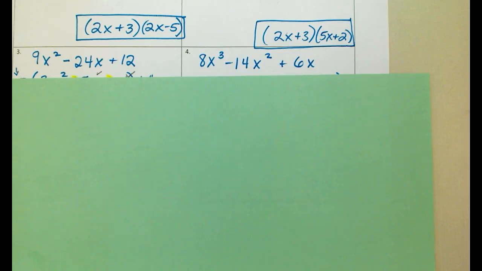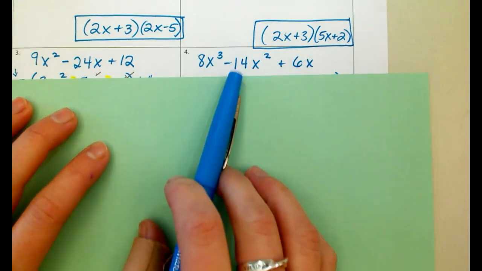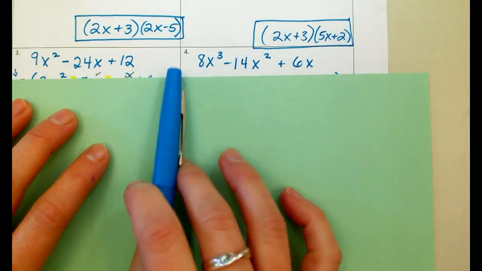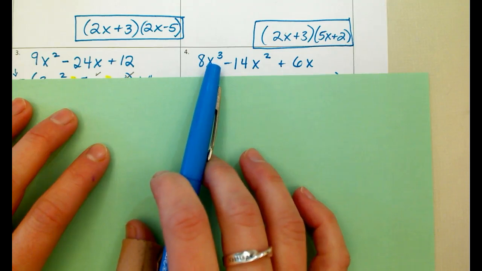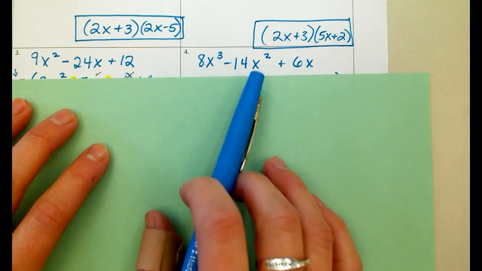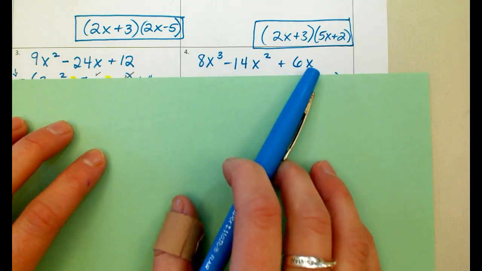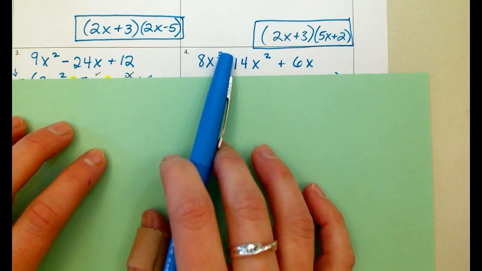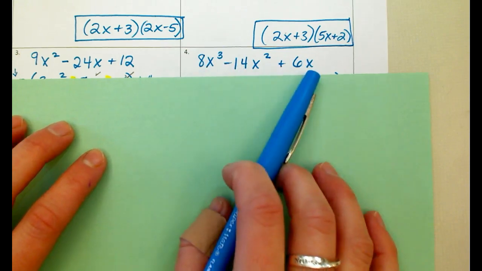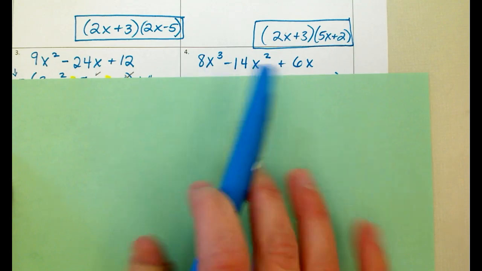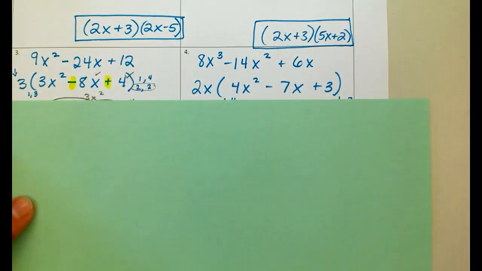Okay, hopefully you've had a chance to factor this out. If we notice here between 8, -14, and 6, they all have a 2 in common. Also, between x cubed, x squared, and x to the first, notice here this was not a quadratic, but they all have an x in common. So if we factor out a GCF of 2x, we are left with 4x squared minus 7x plus 3.